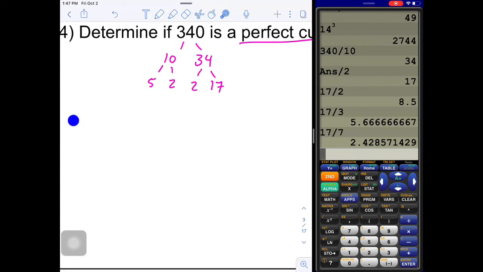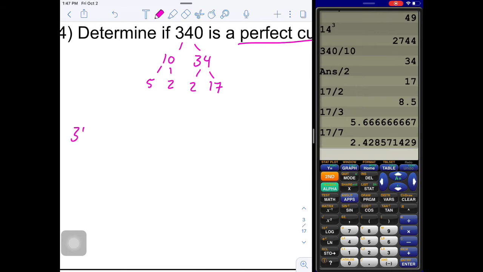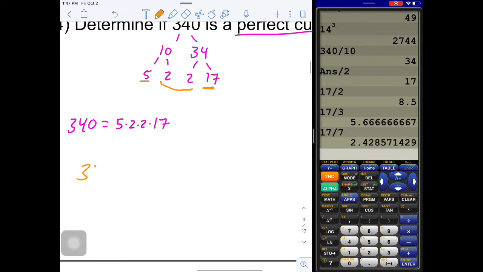So, can I group 340's prime factorization into groups of 3? Well, you probably can already tell, no. I don't even have a number that I can group into 3. I only have 2 2s. I have a single 5 and a single 17. So 340 is not a perfect cube.